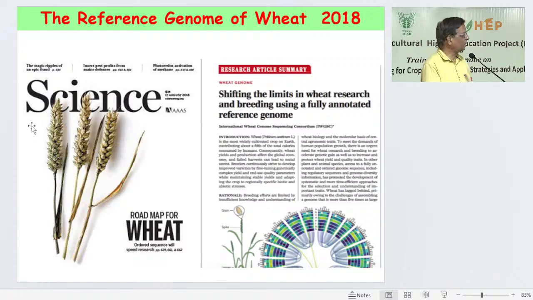Then it took another 4 years. I showed you that in the rice genome it took 3 years from draft to reference genome. Here it took 4 years from draft to reference genome, despite the advanced technology. And even this reference genome, which was published in Science in 2018, is nowhere near the rice reference genome. This still has a lot of sequence gaps, about 2% N.